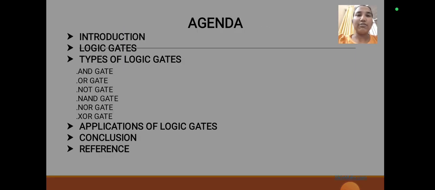Agenda of this topic: Introduction, Logic Gates, Types of Logic Gates. Types of logic gates has AND gate, OR gate, NOT gate, universal gates like NAND gate, NOR gate, and XOR gate. Applications of logic gates, conclusion and reference.